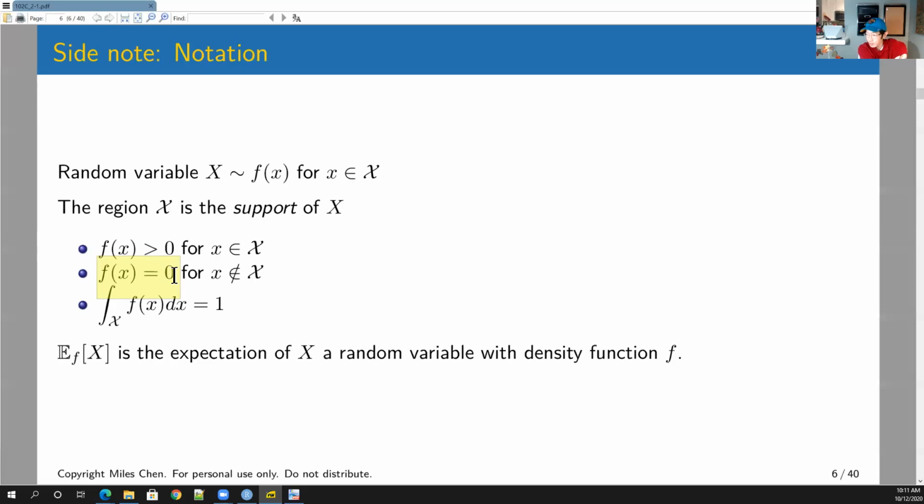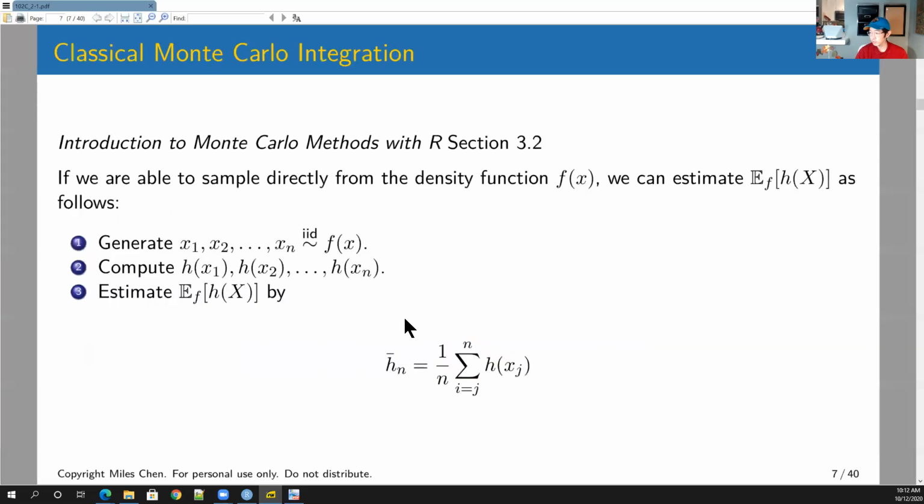So if you think about the beta distribution, everything greater than 1 and everything less than 0 is outside of the support of x. And therefore, if you integrate just f of x, you're going to get 1. And the expected value of x, the expectation of x with a density function f, would be equal to the integral of x times f of x dx.